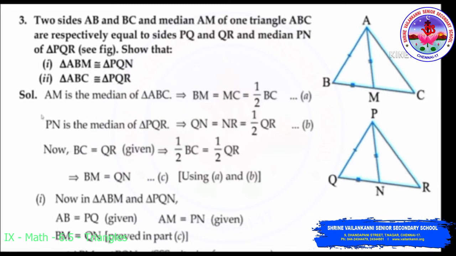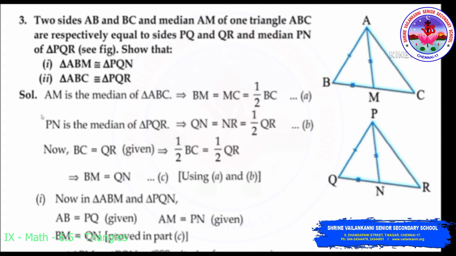AM is a median of triangle ABC. We get BM is equal to CM, so I can write BM and CM as half of BC. Similarly for triangle PQR, QN is equal to NR, so this can be written as half of QR. The previous one I am calling equation A, and this, half of QR, as B. It is given that BC is equal to QR in both the triangles ABC and PQR.